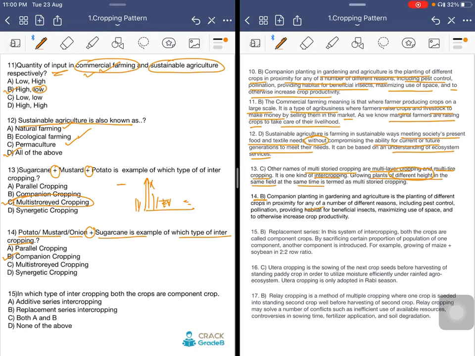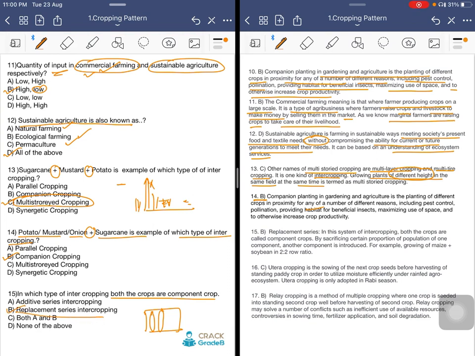Then, in which type of intercropping are both the crops component crops? Okay, what is a component crop? One should be a component to the other. For example, if this row is not present, there will be neither profit nor loss for the whole plot, which is called a component crop, right? Therefore the answer will be B, the replacement series intercropping.